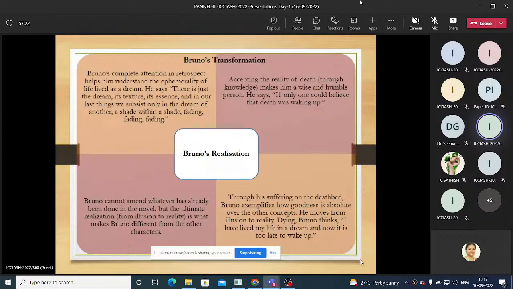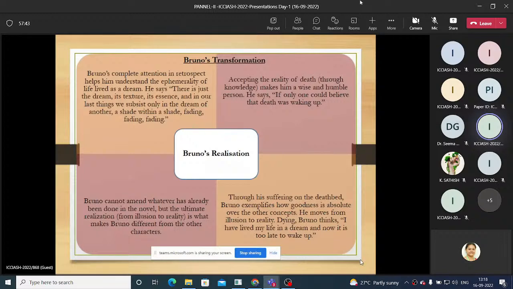and then he realizes that life once lived is a dream. So you cannot live it again. It's over. Once you get up from a dream, it's over. Even if you want to sleep again and go back to the dream, it's not possible, right? So that's an understanding that Bruno comes to. Bruno's complete attention in retrospect helps him understand the ephemerality of life lived as a dream.